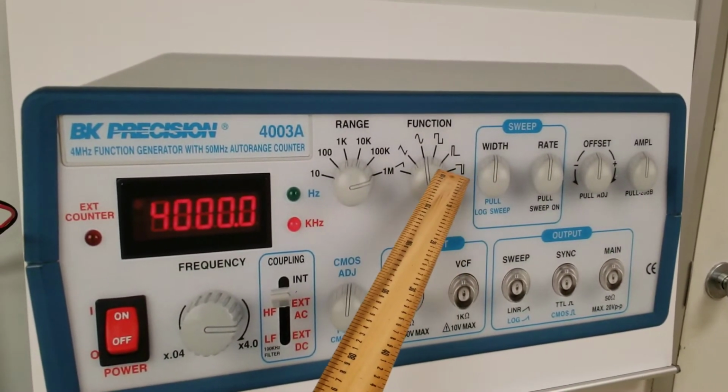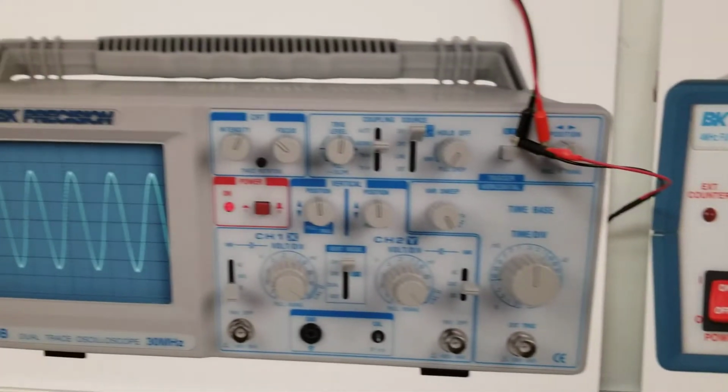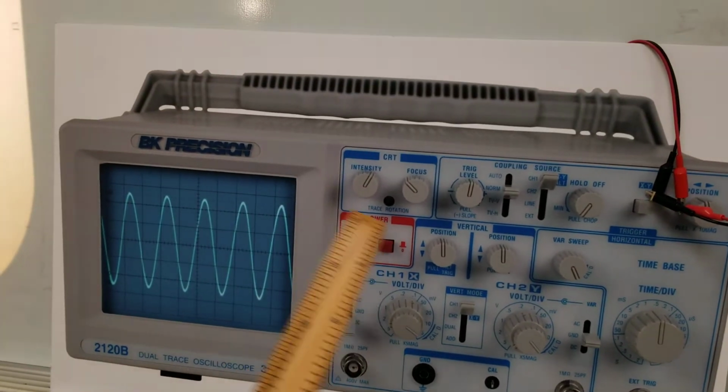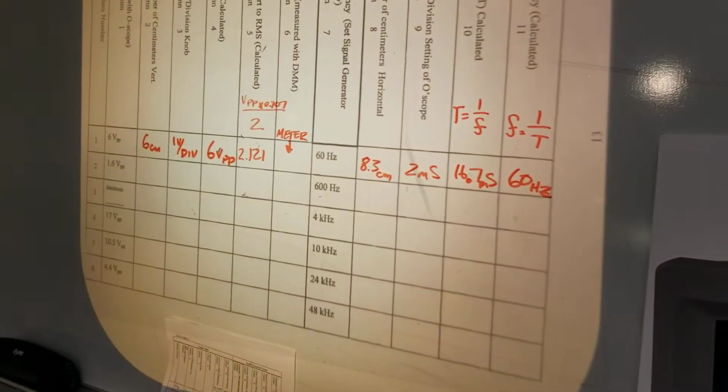Make sure that this is set to the third one where it has sine wave. And then we're going to adjust our oscope to read this signal, and we're going to fill this chart out right here, okay?